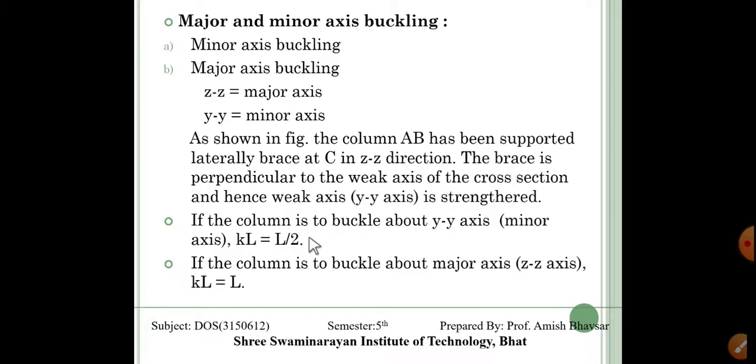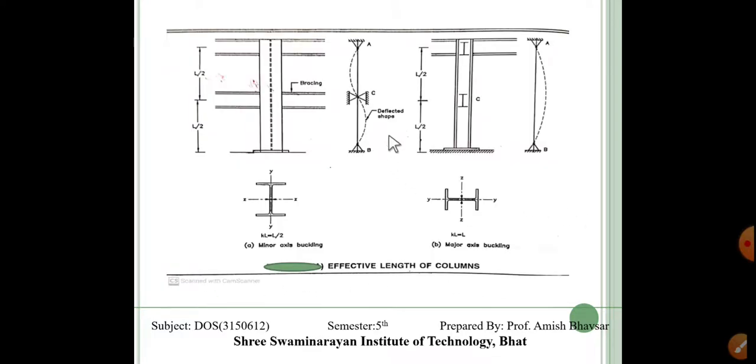If the column is to buckle about the y-axis, meaning the major axis, then KL is equal to L by 2. If the column buckles about the minor axis, then KL is equal to L. This is our actual scenario, major and minor axis. Whenever the column is going to buckle, it buckles about the minor axis. So we first have to identify the major and minor axis, and that depends on the radius of gyration.